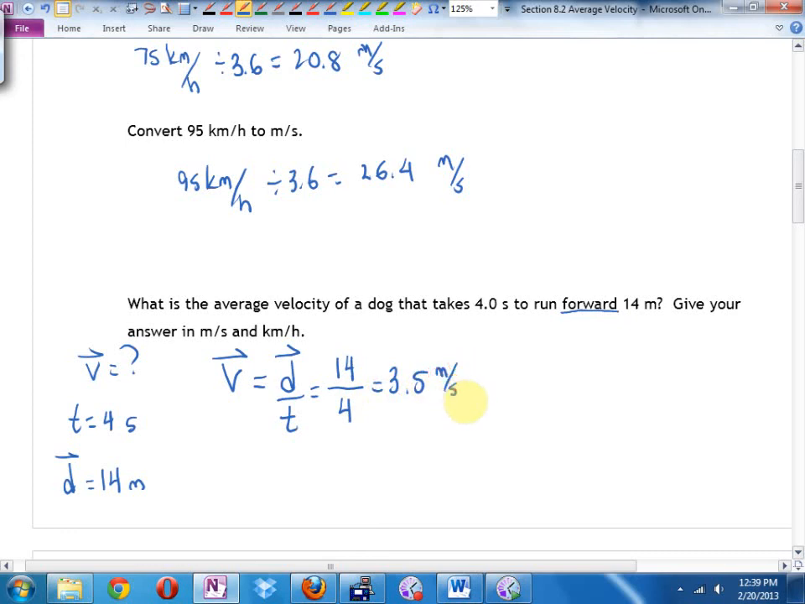Oh, they also wanted this in kilometers per hour. Times by 3.6 to go backwards. So 3.5 times by 3.6. How many kilometers per hour? So is this dog road legal? No, this dog's not keeping up with traffic. 12.6, is that what it was?